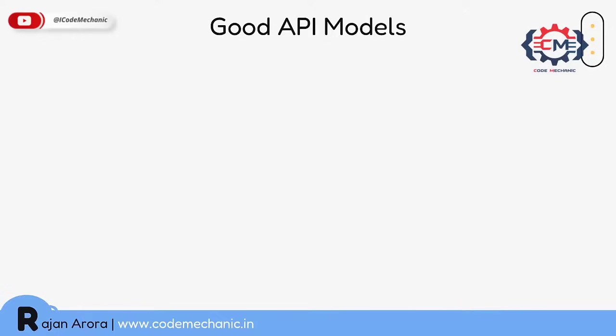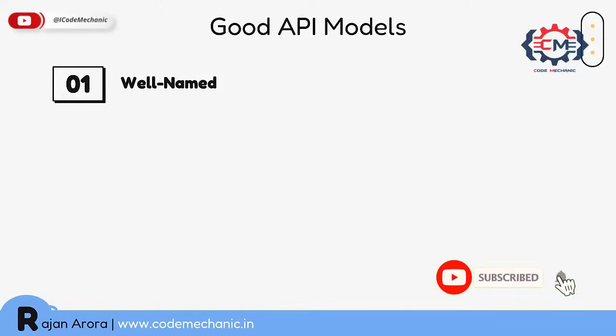Let's consider some characteristics of good API models. We will start by looking at 4 characteristics of good models. First, they should be well named. This can be difficult. Naming is hard, but it is not the most important thing you need to consider as part of your API design. It will impact both models and your URIs.